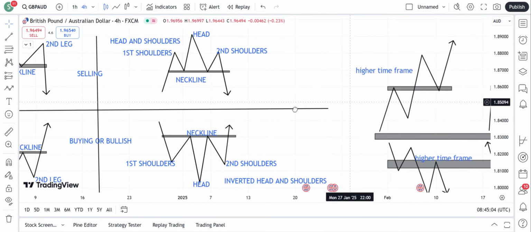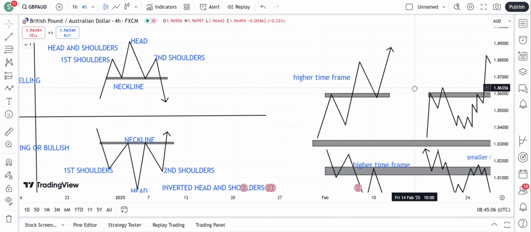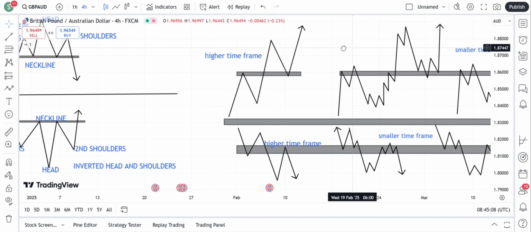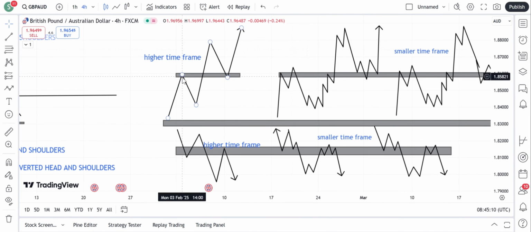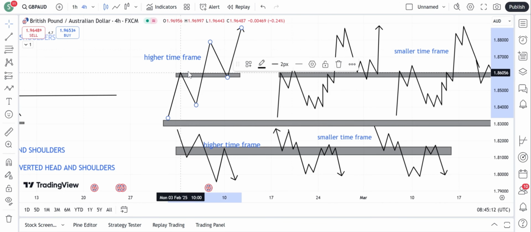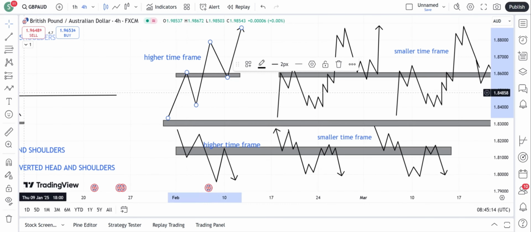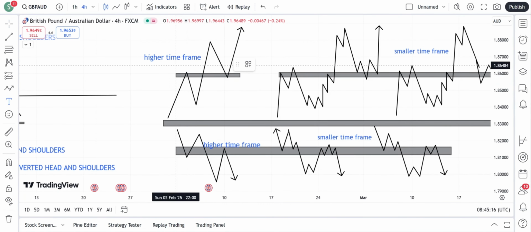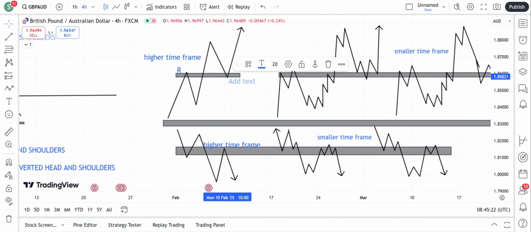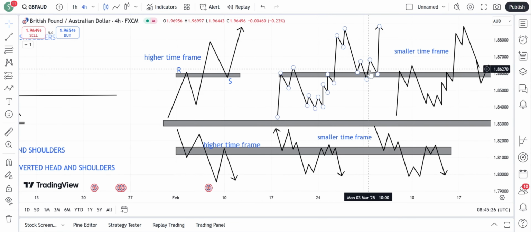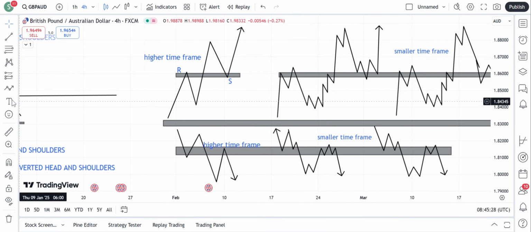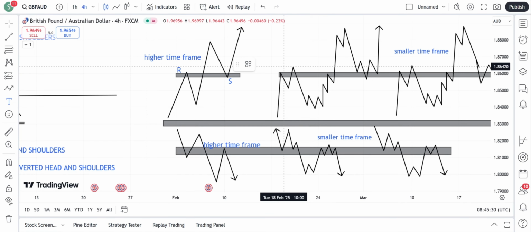So let's go to the diagram before we go to the live market. For example, we can see that this is a higher time frame, and this point is called a resistance. So you can call it an arrow, which symbolizes resistance. Immediately resistance is broken, it changes to what? It changes to a support. And on this side, this is the smaller time frame and this is the resistance.